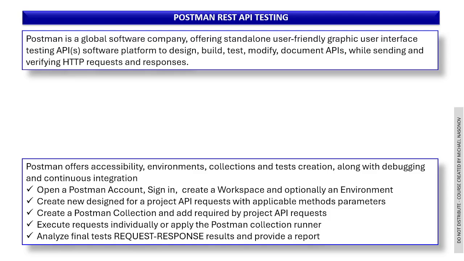Steps using POSTMAN, basic steps. Open a POSTMAN account, sign in, create a workspace and optionally an environment. Create a new design for a project API request with applicable method parameters. Create a POSTMAN collection and add the API requests required by the project. Execute requests individually or apply the POSTMAN collection runner. Analyze final tests and request-response results, and provide a report.